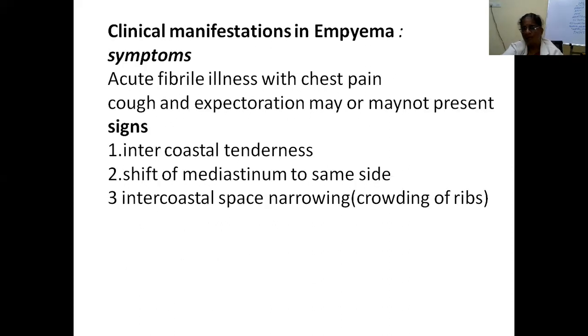What are the manifestations of empyema? Generally, empyema will be an acute febrile illness. There will be high grade fever with chills and rigors. As there is pus in the pleural cavity, anywhere in the body, if pus is present, there will be sepsis. So there will be fever and pain as well. Sometimes there will be cough and expectoration also. When the cause of empyema is some bacterial pneumonia, that causes cough and expectoration as well, along with pain and fever.